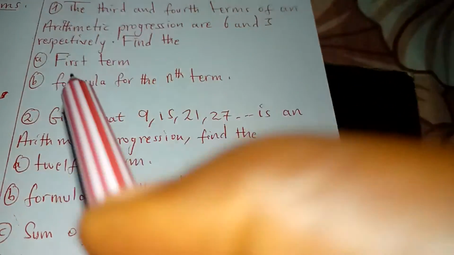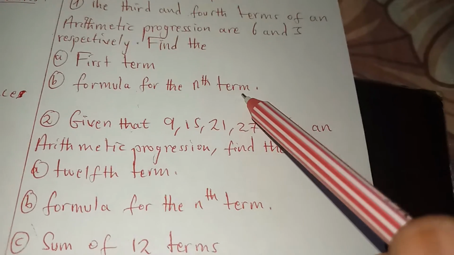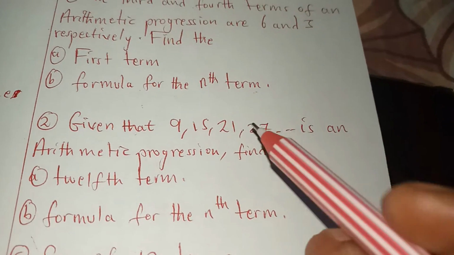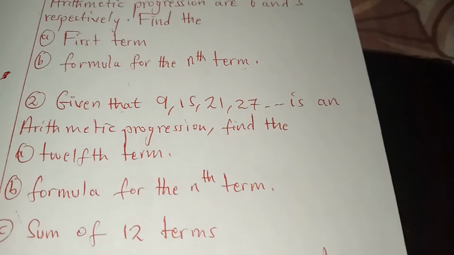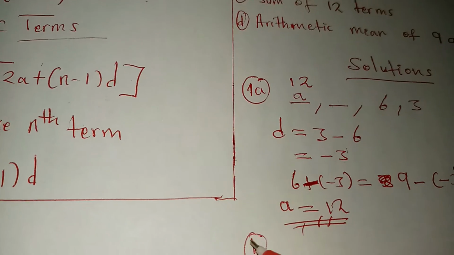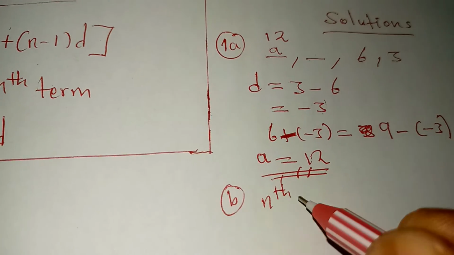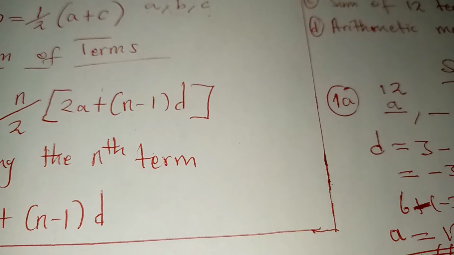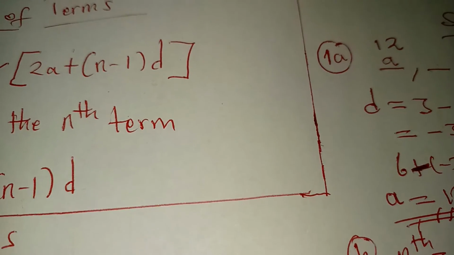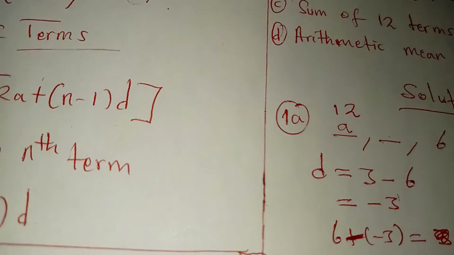Going to the next question: the formula for the nth term. Finding the formula for the nth term. Here is the formula. You just say this is b. Now the nth term is equal to the first term plus n minus 1 multiplied by d. So this will be equal to the first term, which we know is 12, plus n.